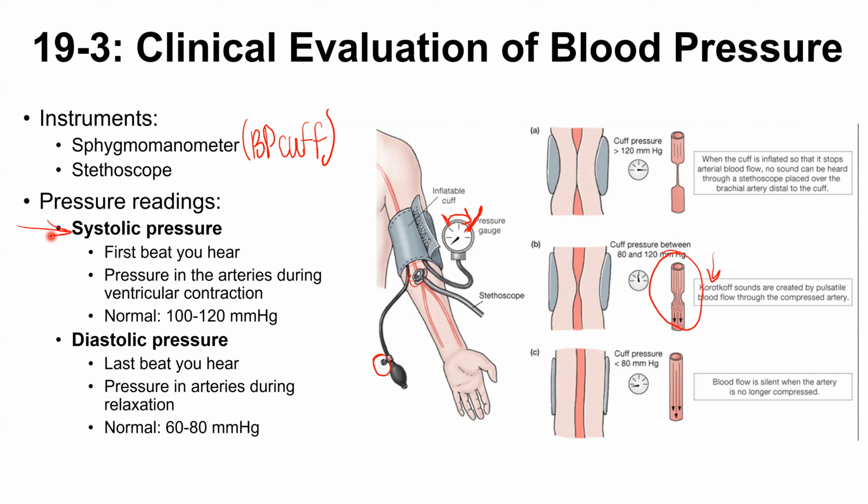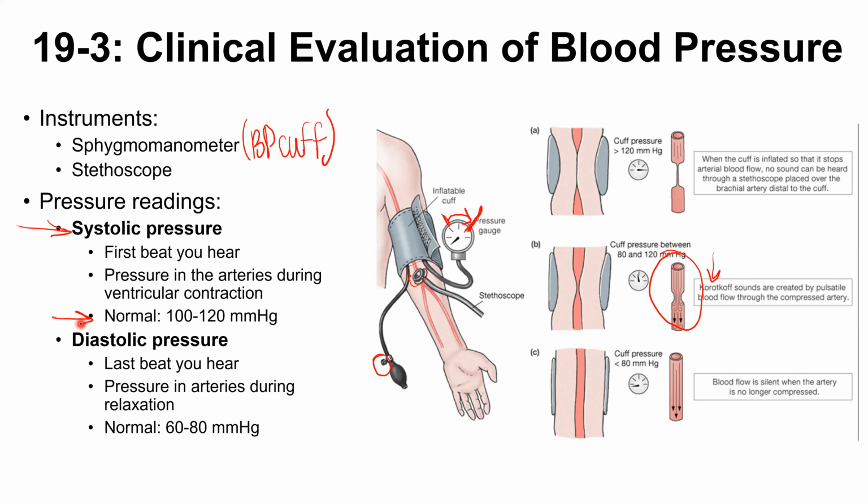This is the pressure that is in the arteries when the ventricle contracts. So in this case, this would be the pressure in the artery as the left ventricle is contracting and shooting blood out the aorta. Okay, so it's going to be a pretty high pressure. It should be anyways, which makes sense. Normal, this should be between 100 and 120 millimeters of mercury.